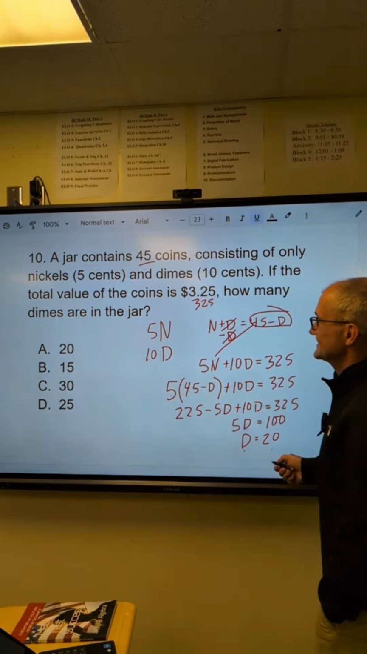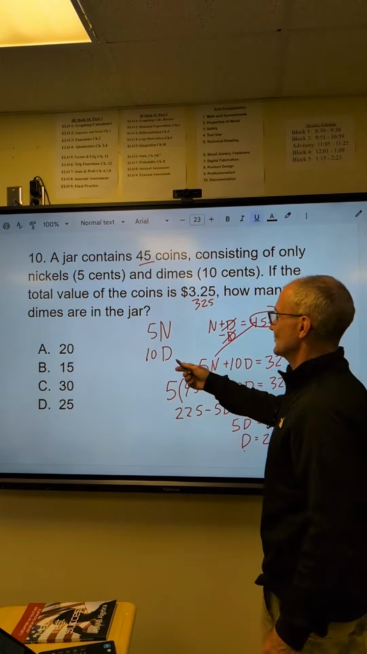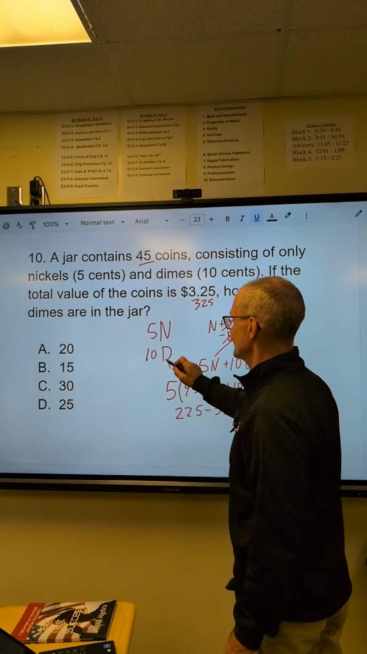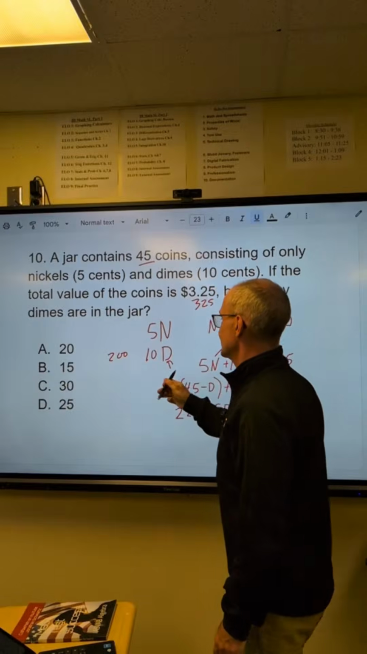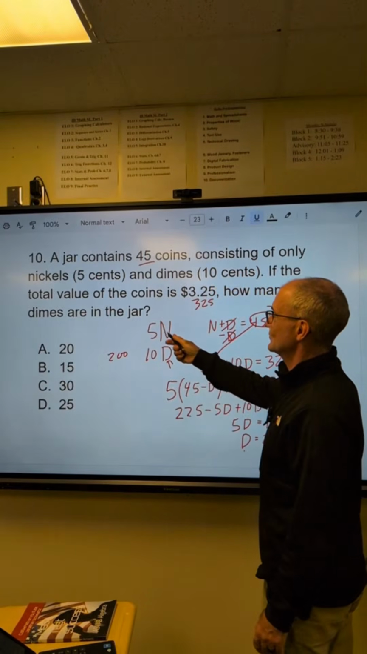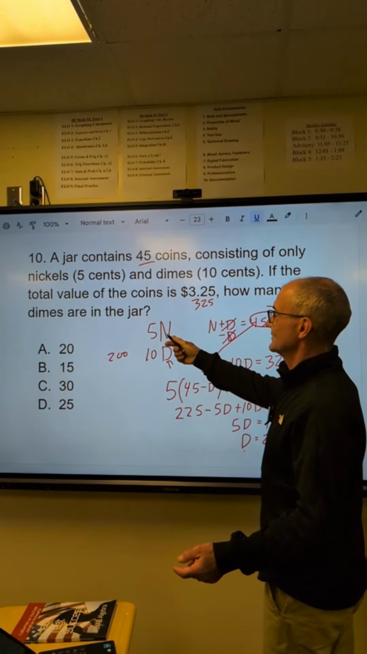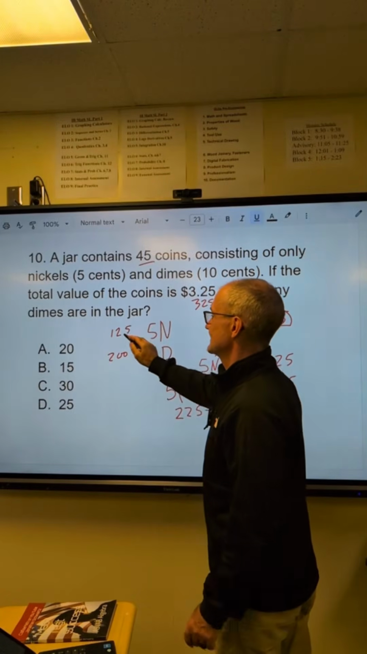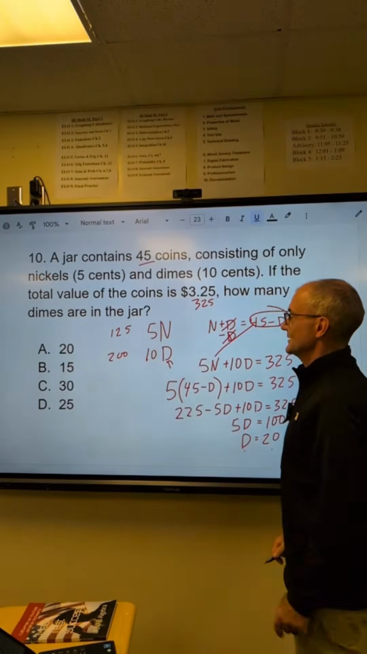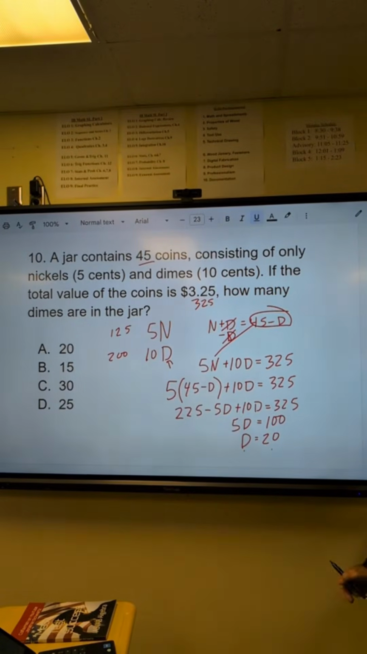Let's double check and see if that works. If I have 20 dimes, that would give me 200 cents. If I had 20 dimes, I would have 25 nickels, which would be 125 cents. And that would give me the 325. So I can see that's the correct answer right there.